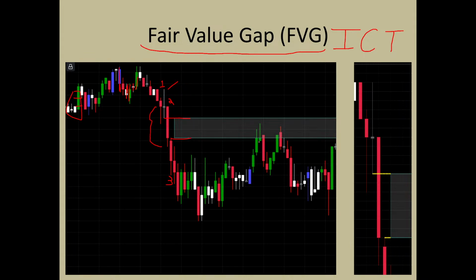Here's another one right here. There's a gap. And here. Well, let's take a look at what happens. So what's happening here? Well, price was moving along, and then a news event or something happens.